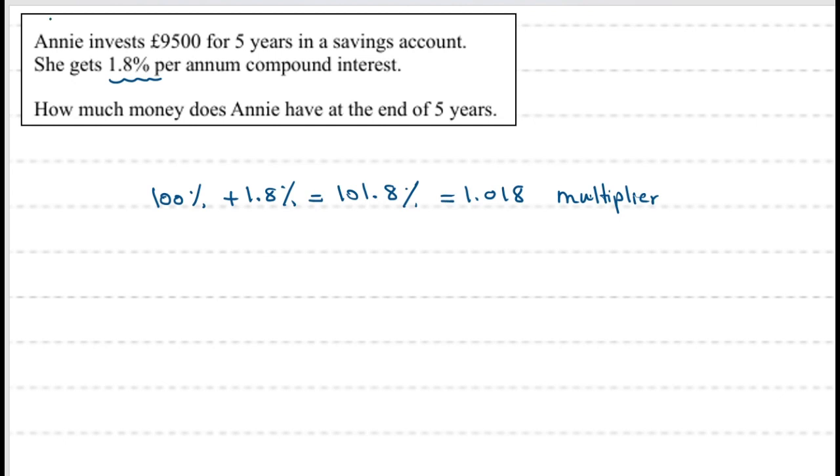And we write the initial amount, 9,500, and then times it by the multiplier, 1.018, raised to the power of number of years, which is 5 years. And this gives us £10,386.34.